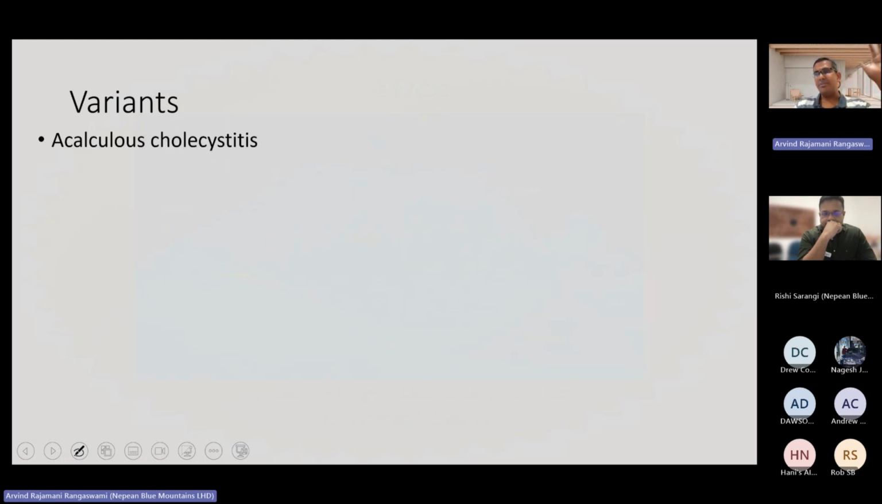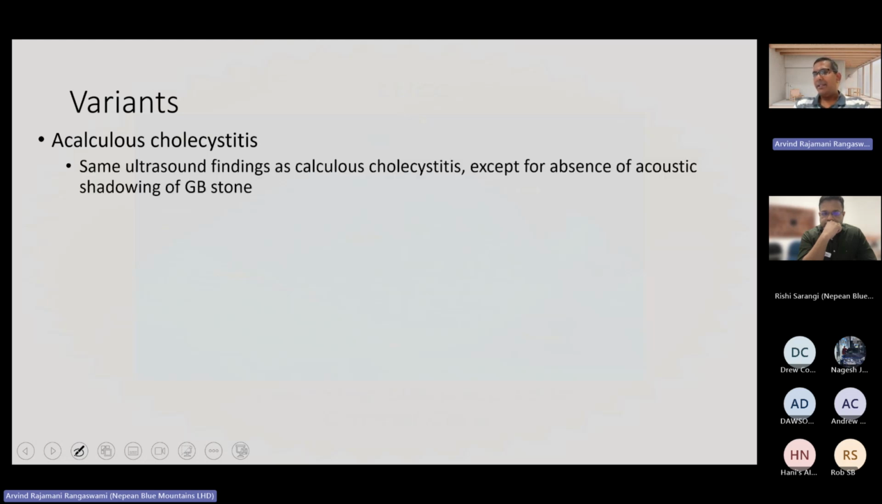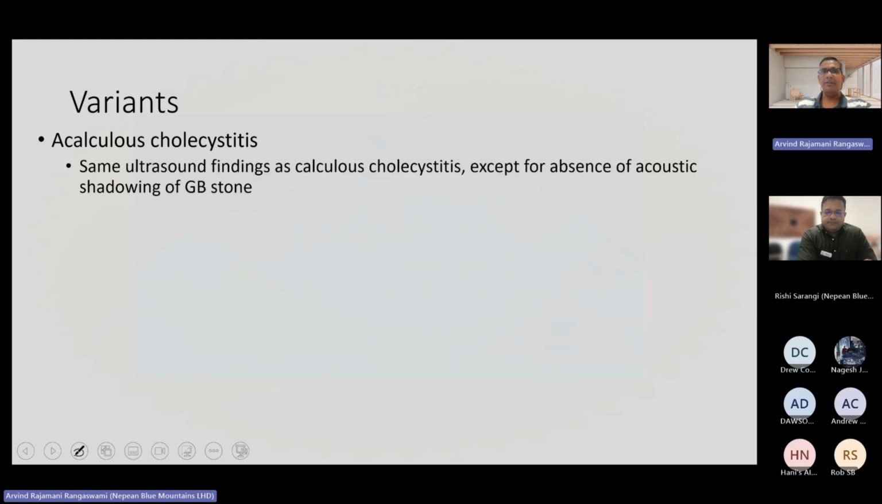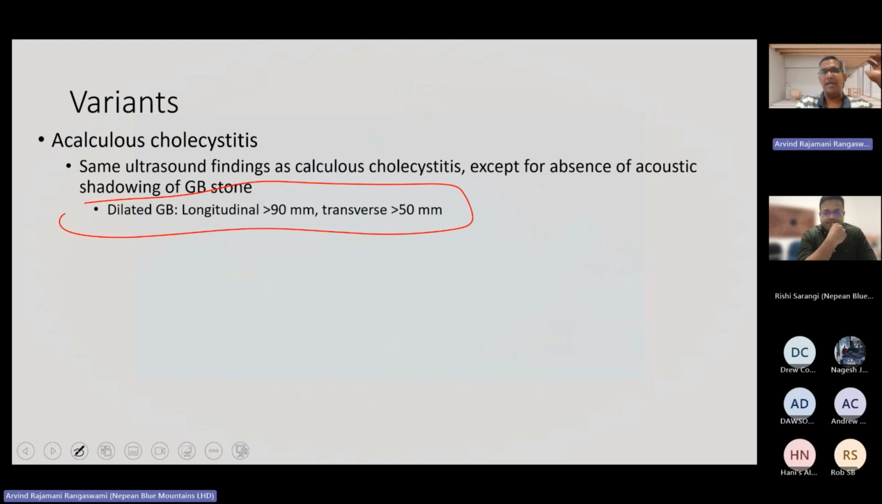Acalculous cholecystitis is something that we infrequently see, but it's frequent enough that you'll see it once or twice, once a year, once in 2 years or so. Essentially, this happens for some reason or the other. Systemic inflammation or infection can cause inflammation or infection of the gallbladder. And the ultrasound findings will be exactly the same, except for the absence of a gallbladder stone. So you'll have severe sonographic Murphy sign, absence of acoustic shadowing, but very, very important, you will find a huge gallbladder. You'll have something that is 9 centimeters or so.